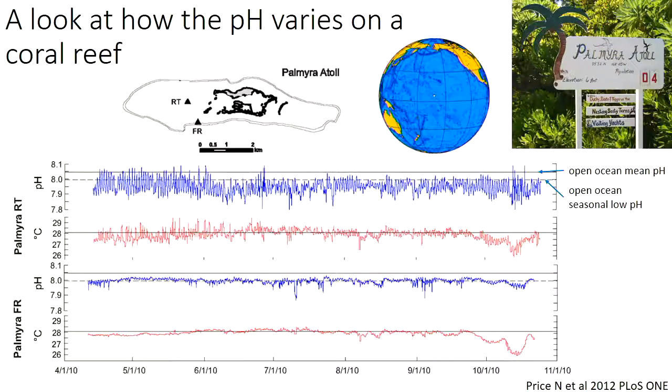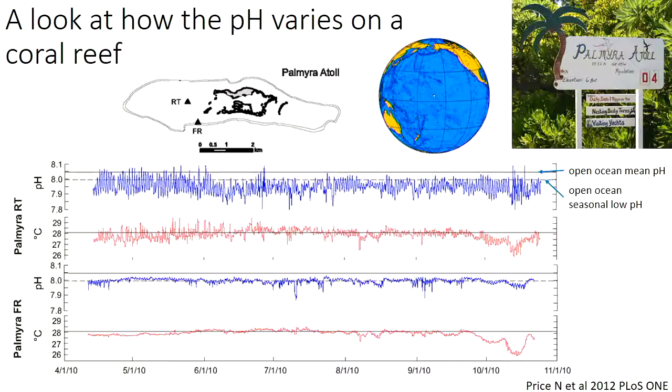These are the blue lines here. So the average pH of the ocean surrounding the island is the black solid line. Okay? And the dashed black line is basically how low the ocean outside the island gets on average each year. Right? So you get some variation outside the island, but it's quite small.